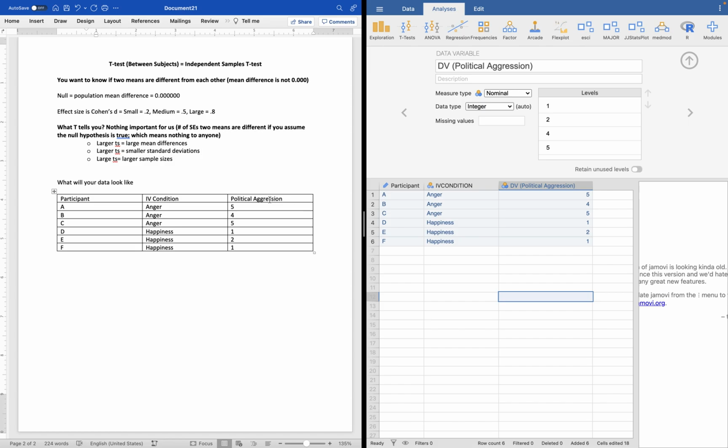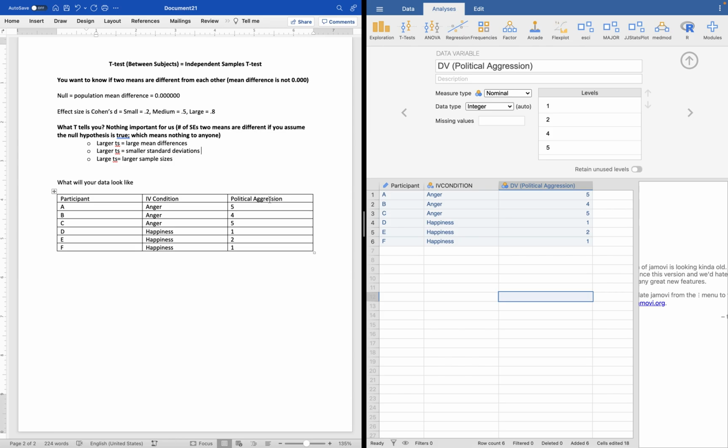All right, so we're going to go to the t-test between subject variant. That means you have a between subjects design and two groups, okay? So you have two groups that you're comparing between subjects design. We call this an independent samples t-test.